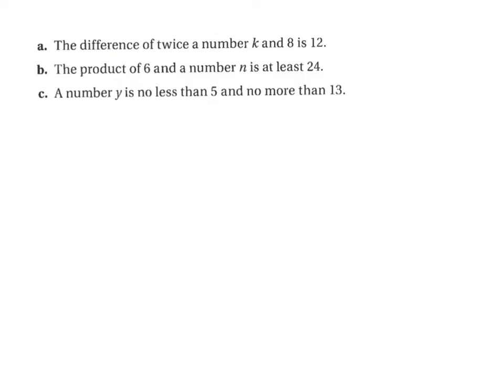All right, let's check out some examples. In example A here, it says the difference of twice a number k and 8 is 12. So the difference of twice a number k and 8. I know I'm going to have some subtraction in here because of difference. And I see it says twice a number k. So I know that twice a number is 2 times that number, so I have 2 times k minus 8, because it's the difference of twice a number k and 8.